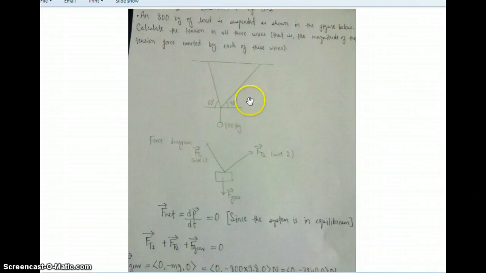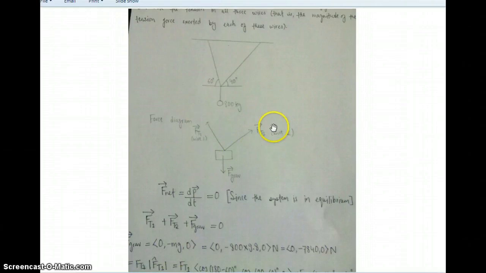The force diagram of the figure is: gravitational force pointing downward, tension in the first wire, tension in the second wire. According to the definition of momentum, net force equals change in momentum over time. Since the system is in equilibrium, change in momentum over time equals 0. So net force equals 0.